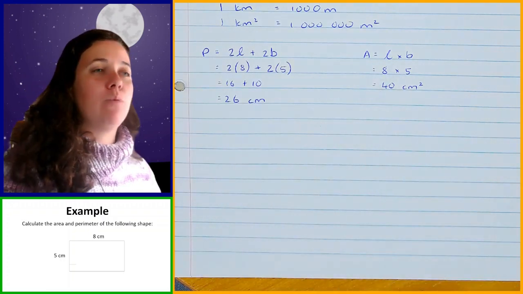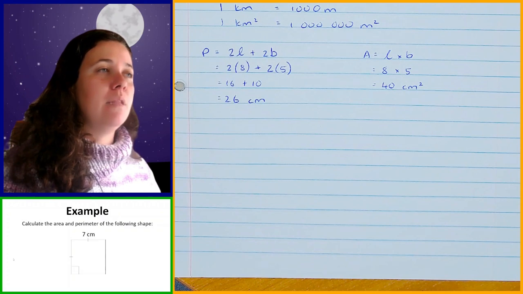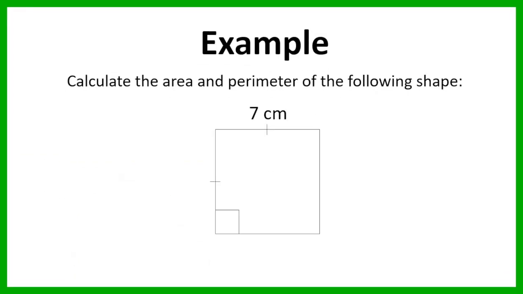Okay, next example we're going to do is this one over here. Here you've got a square. You know that it's a square because they've told you that these two sides are equal to each other. That means that all the sides are going to be equal, because this is a special kind of rectangle where the adjacent sides are equal. That makes it a square. Okay, and we need to work out the area and the perimeter of this shape.